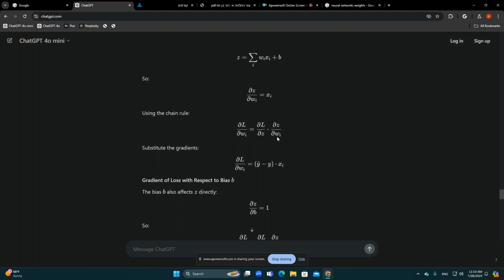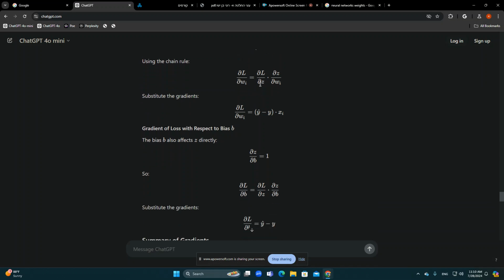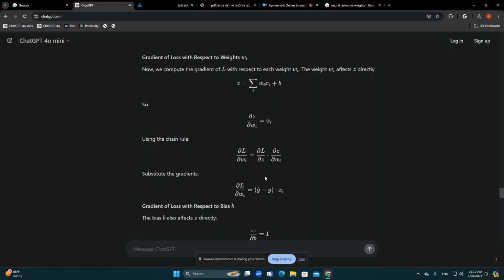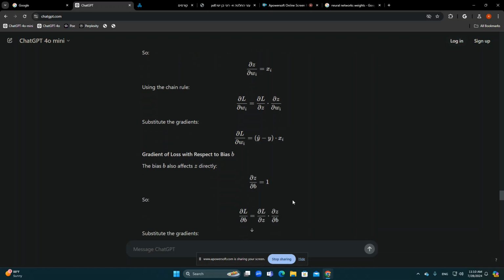You see here the chain rule. So we can apply this. We also already calculated this, here it is. Times the derivative of z with respect to wi, which we saw is just the corresponding xi. So this is the total chain rule.